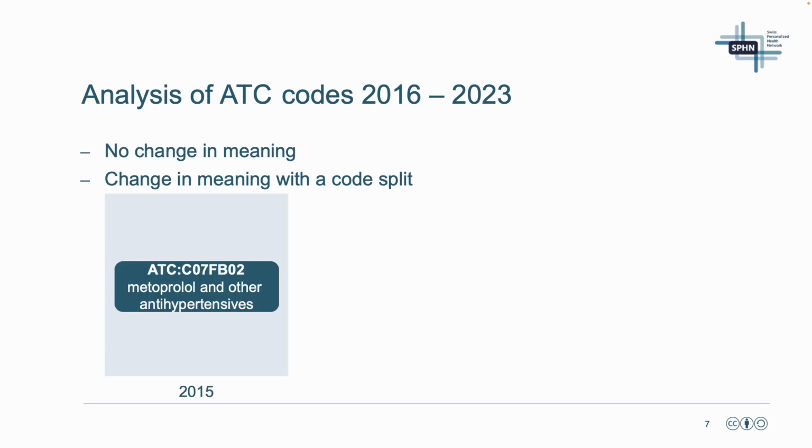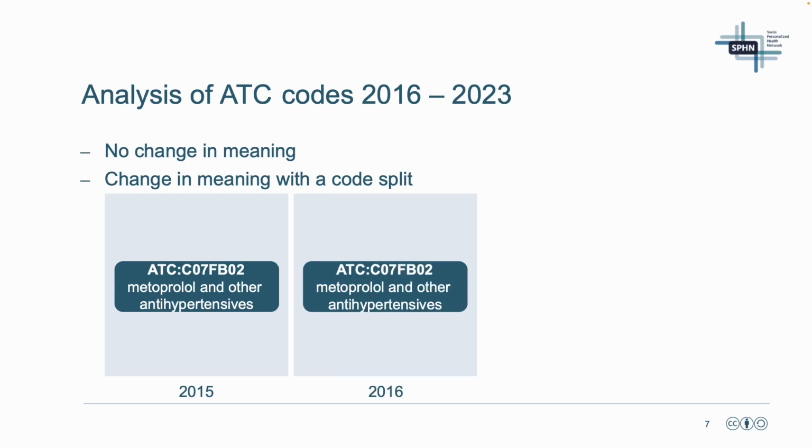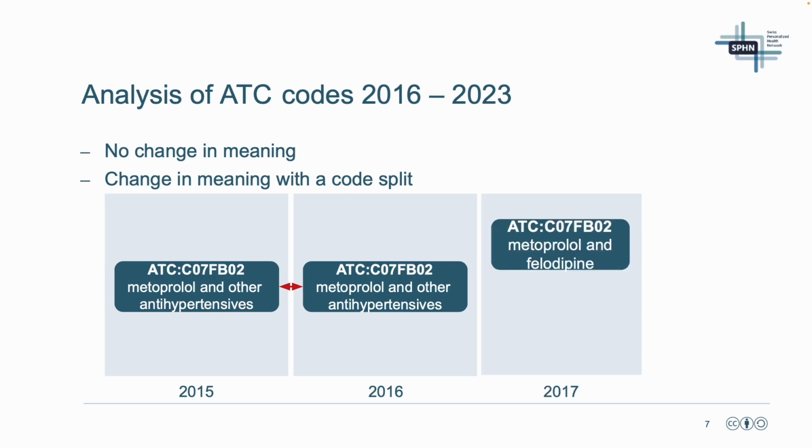In the example shown, we have this code in 2015, which meant metoprolol and other hypotensives. We can observe that the code did not change in 2016, it's still the same, but in 2017, we can see that the code changed to only now represent metoprolol and felodipine, while another code has been created for metoprolol and amlodipine. So the meaning of the code C07FB02 got narrower in 2017.